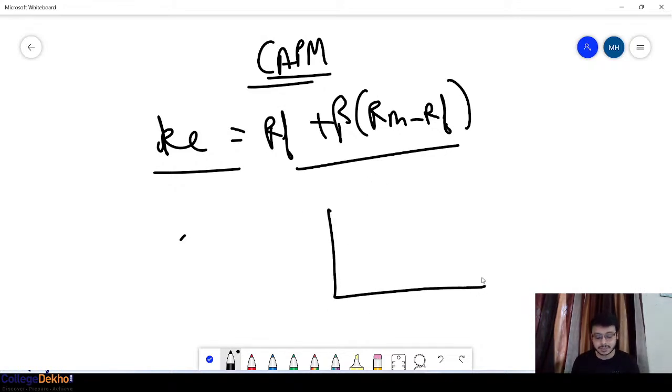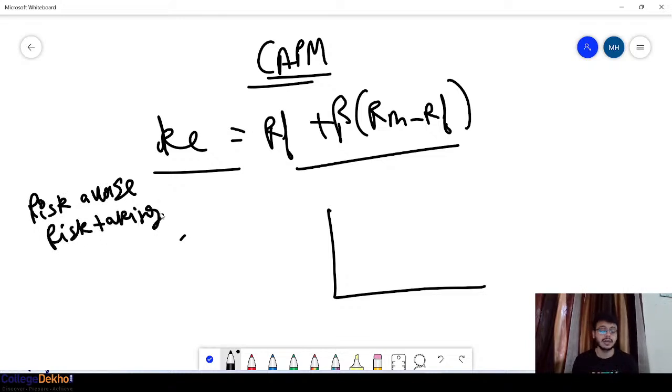You tend to plot some graphs. Now here you can have the three kinds of people which I have discussed in my previous sessions also. You can have a risk averse investor, you can have a risk taking investor, and then you can have a risk neutral investor.